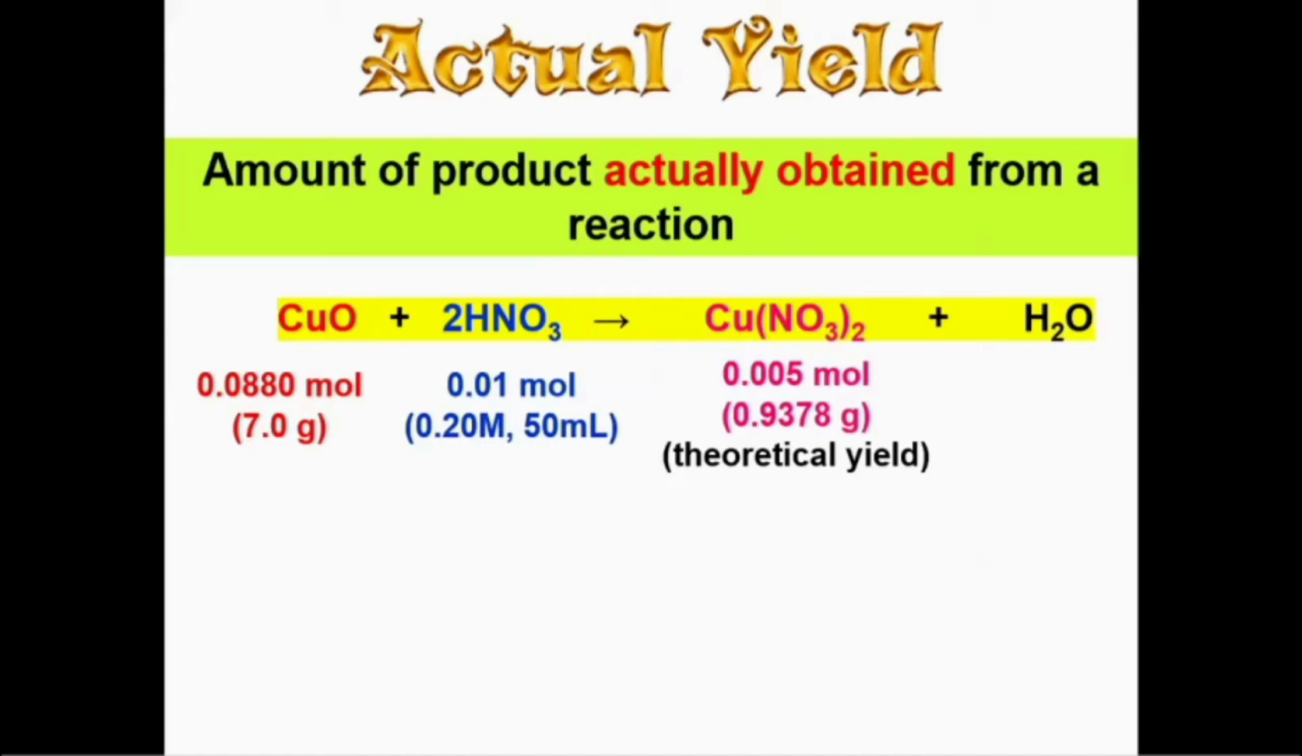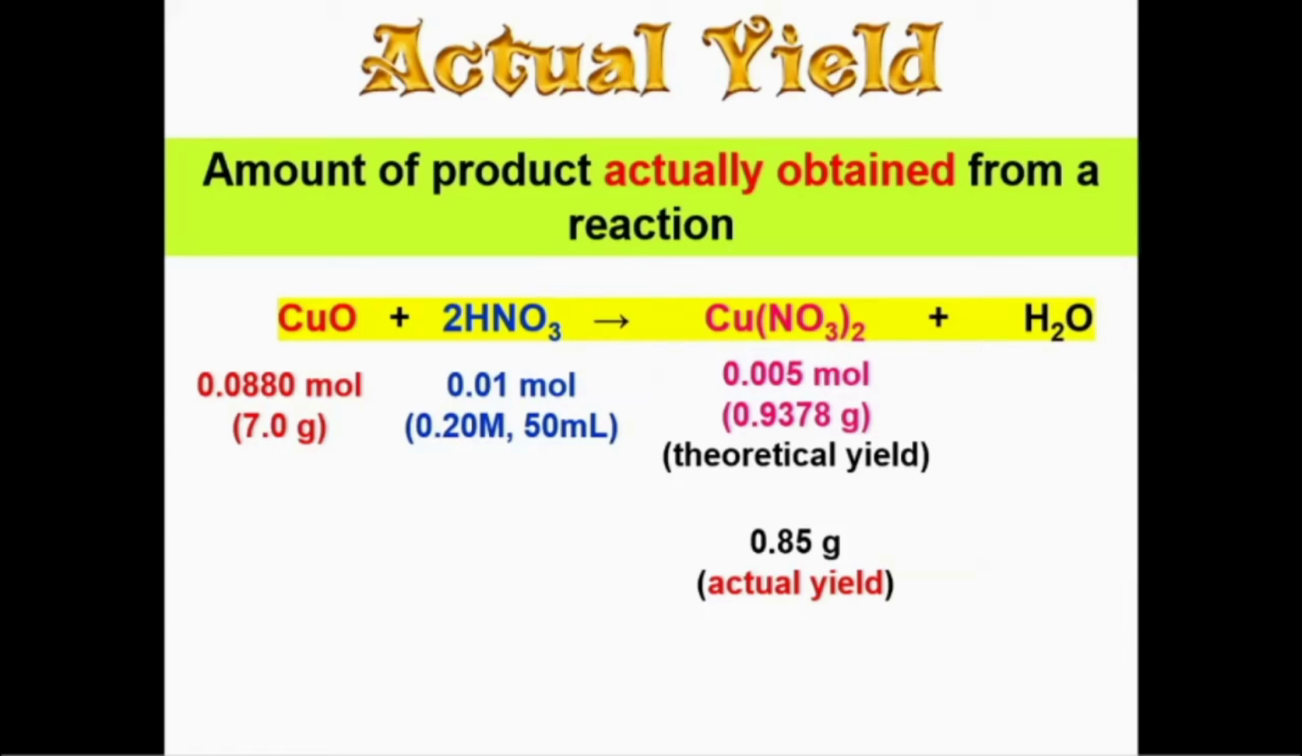However, in the actual reaction, we don't get this 0.9378 grams that we should get for the mass of copper 2 nitrate. Instead, we only managed to get 0.85 grams. So this mass here is what we call actual yield.